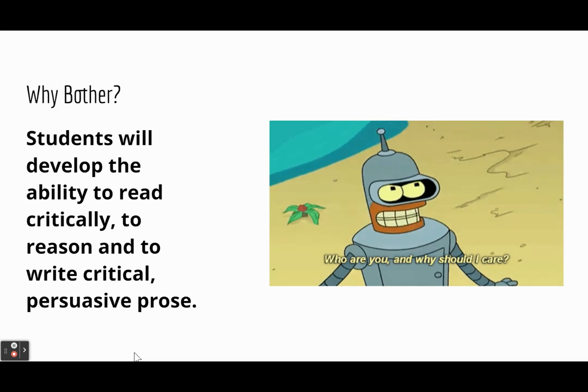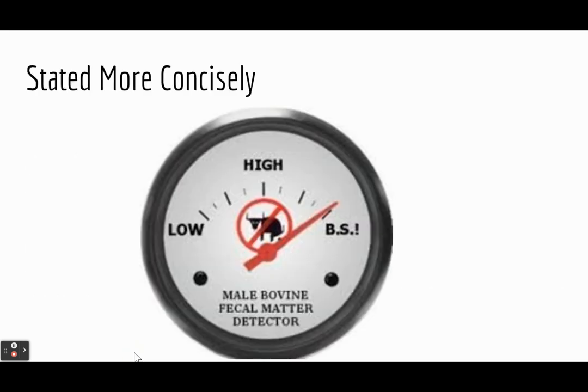The why bother, I think, goes back again to what this class is about: read critically, reason, and write critical and persuasive prose. If we are going to read critically, then discerning the theme, I think, is important. And let me try to be a little more succinct. If university educations do their job, having a BS detector should be the thing that everyone comes out of school with, everyone graduates with.